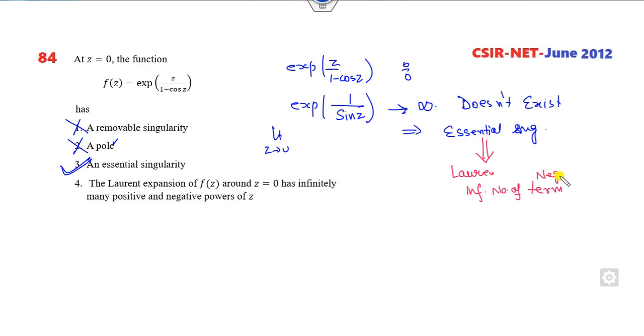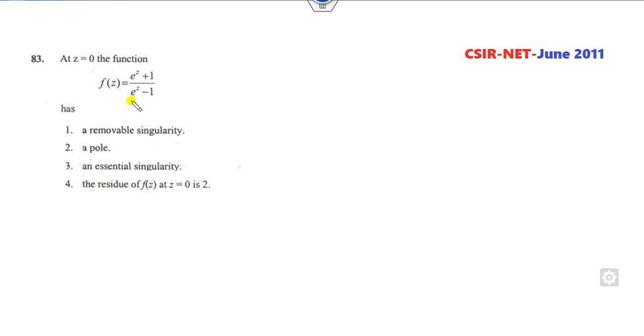How many terms? Infinite number of the negative terms of the 1 by z. That is the principal part component of the 1 by z, but he said many positive as well as negative both. So the right answer is only C. Again you can see at z is equal to 0, the numerator is finite, the denominator is 0, so that is a pole, the right answer.